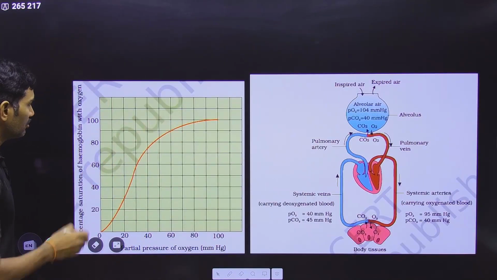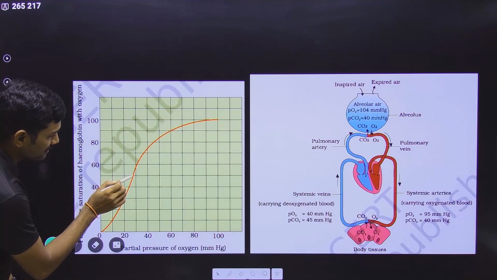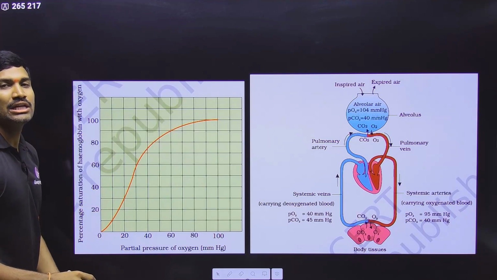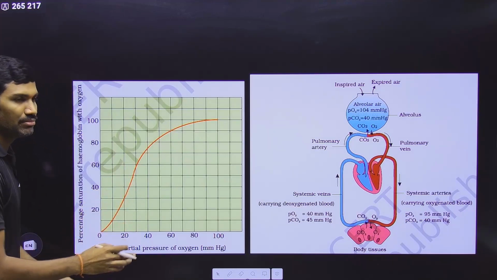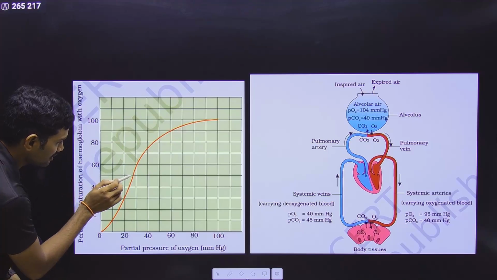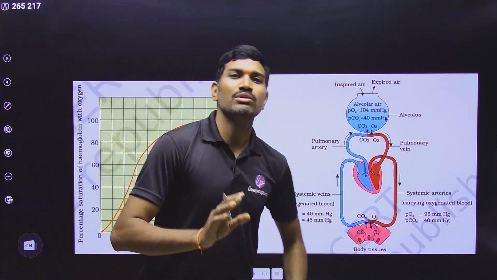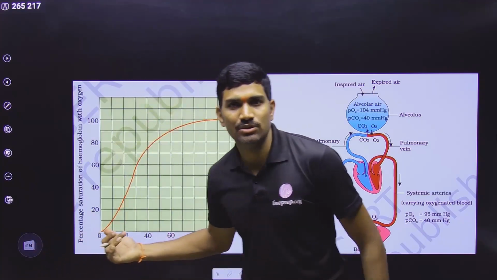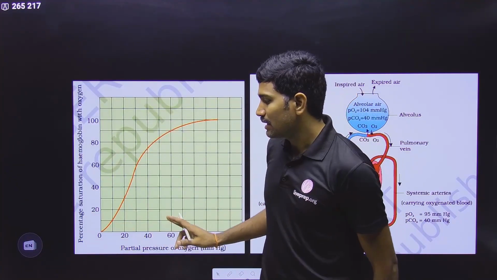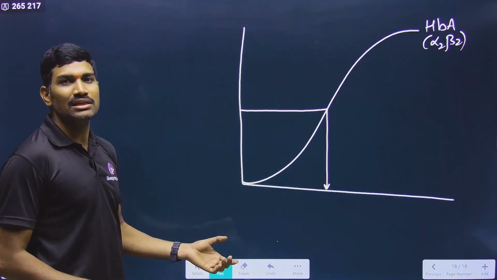This is for the normal hemoglobin. This is 100% saturation. This is 50% saturation. For the 50% saturation, you just come up to this. So what is this value? Approximately 27 mmHg, 27, 28 mmHg. Somewhere you are getting this 50 value. Just draw the line here. So you will get around 27 to 28 mmHg as per this given diagram. Yes or no? That is the P50 value for the normal hemoglobin.